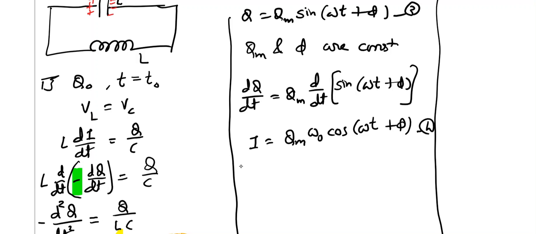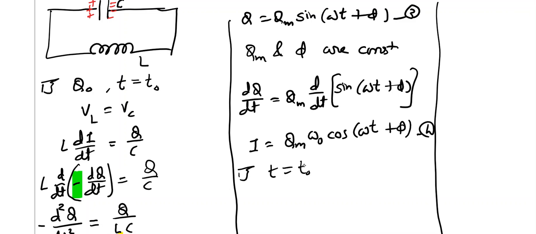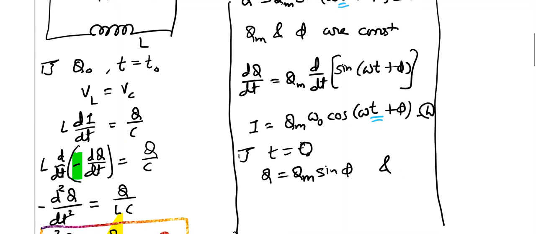Now, if I take the initial time t to be 0, then the equation of q becomes q equal to Qm sin phi. And in the equation of current, if I take t to be 0, initially there is no current, so the left side is 0. So 0 is equal to Qm cos phi.